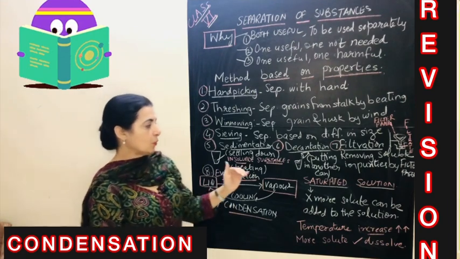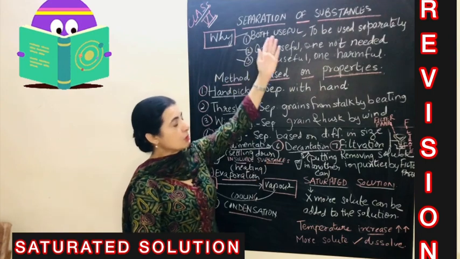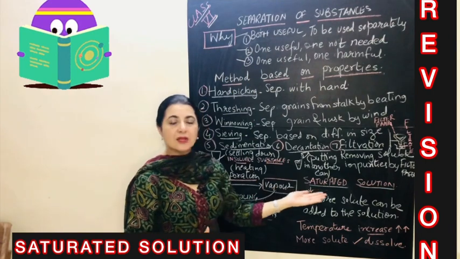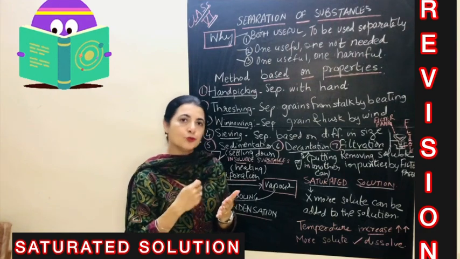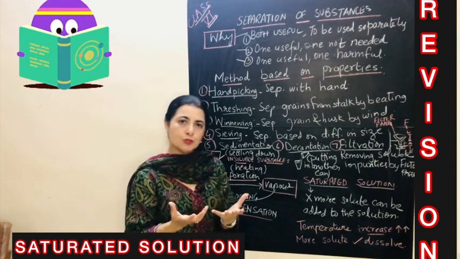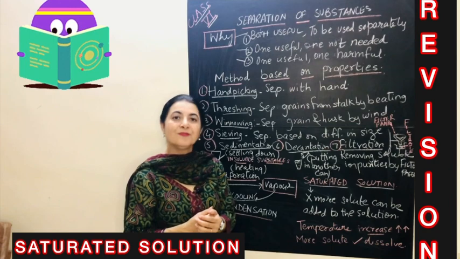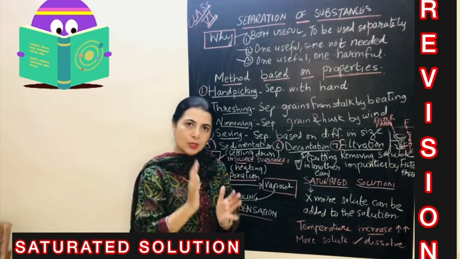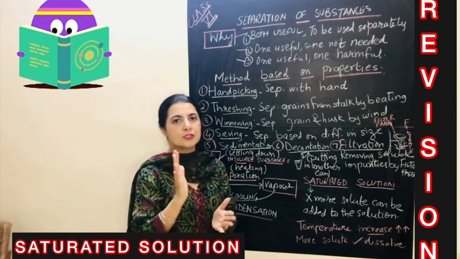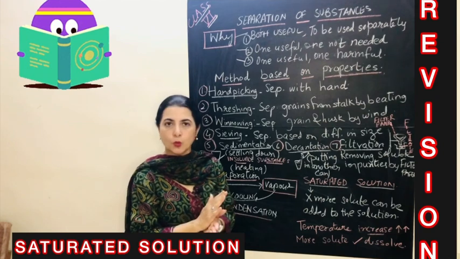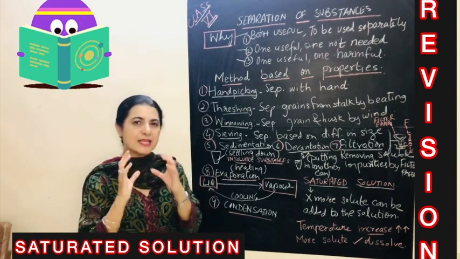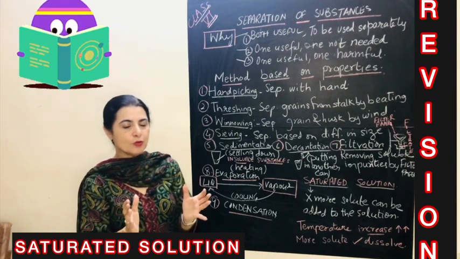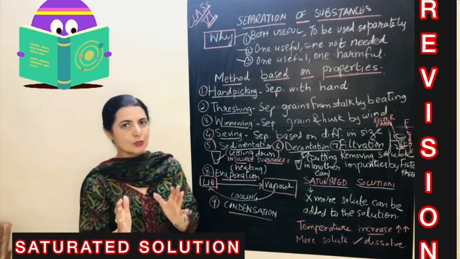Now the last thing that we need to understand in this separation of substances is that there are certain solutions. For example, if I want to dissolve sugar in water, do you think मैं कितना भी sugar उसमें dissolve कर सकती हूँ? No. The reason is there will be a time when no more sugar is dissolving in that liquid or in that water. This kind of a solution जिसकी capacity full हो गई है, saturate हो गई है, ऐसे solution को हम क्या बोलते हैं? Saturated solution.